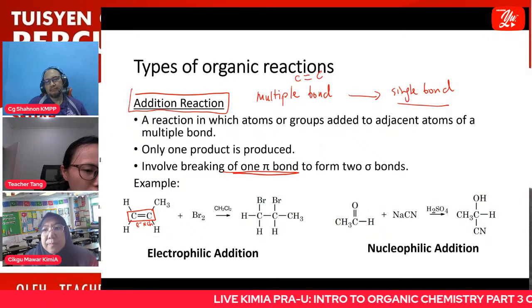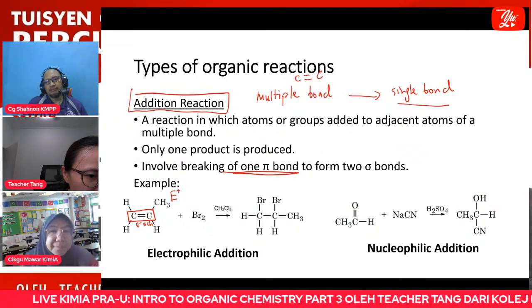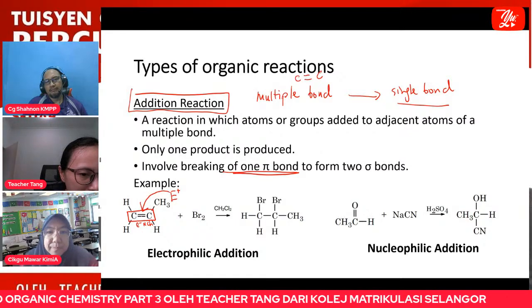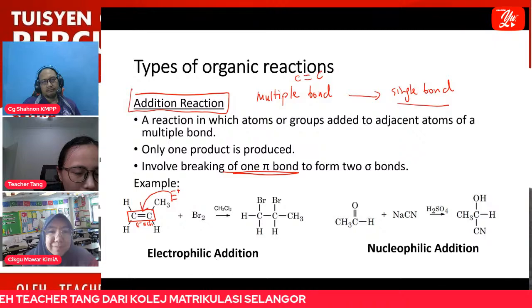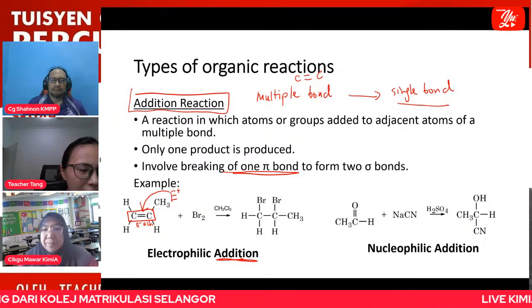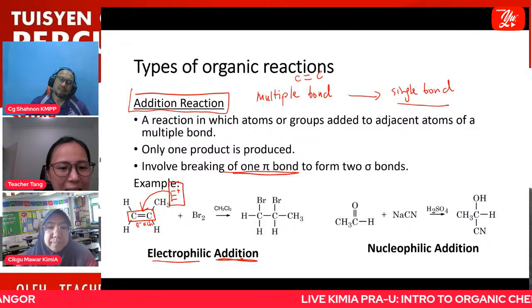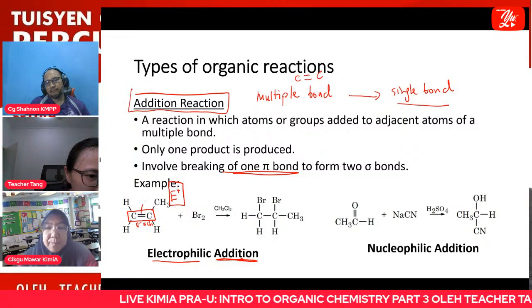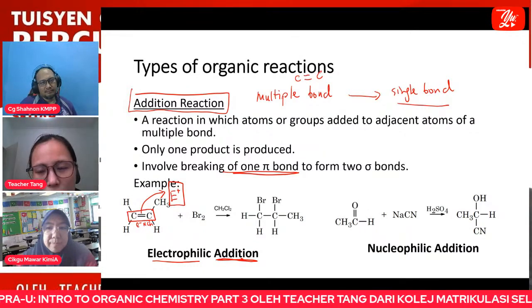So electron rich will be attacked by electrophile. After attack by electrophile, it will become all single bond, so all single bond, therefore addition. Because it is attacked by electrophile, it is called electrophilic addition.